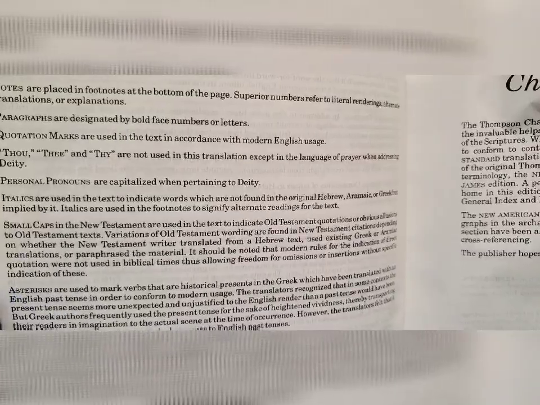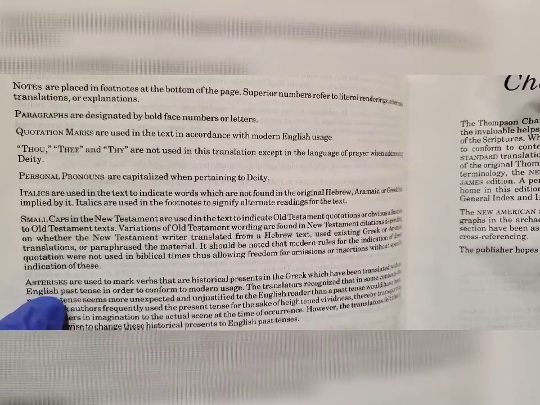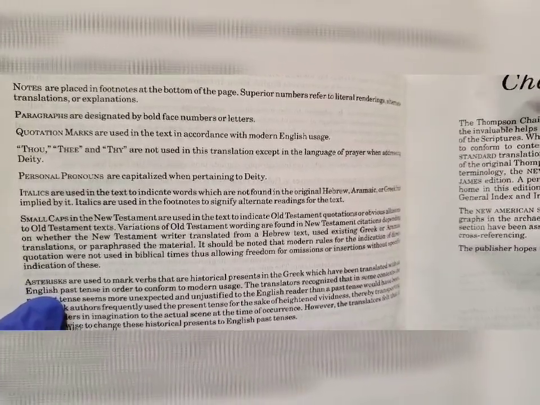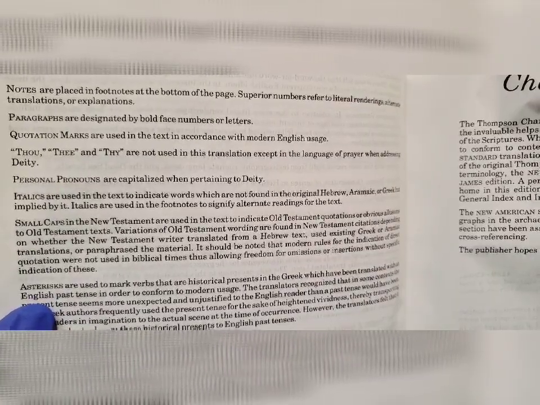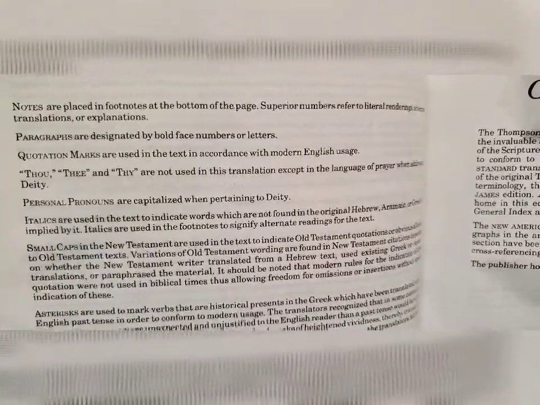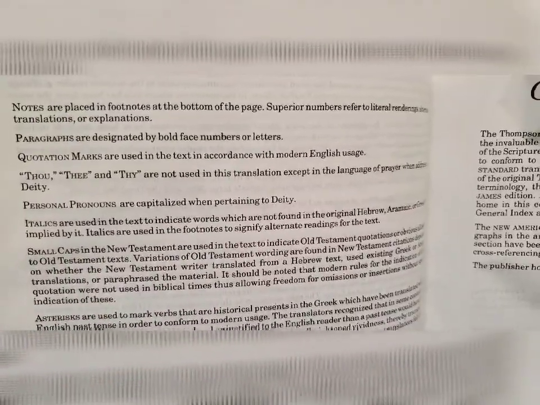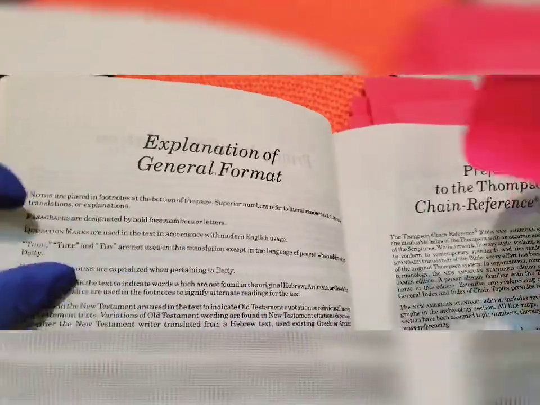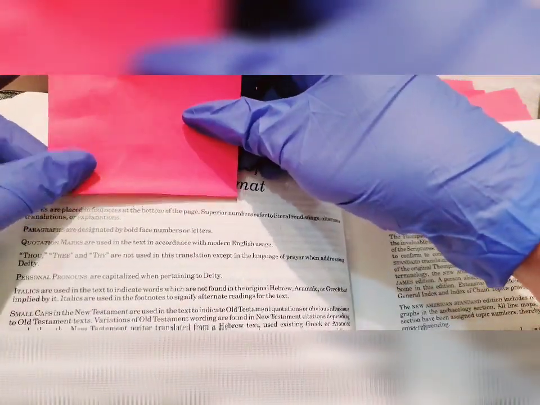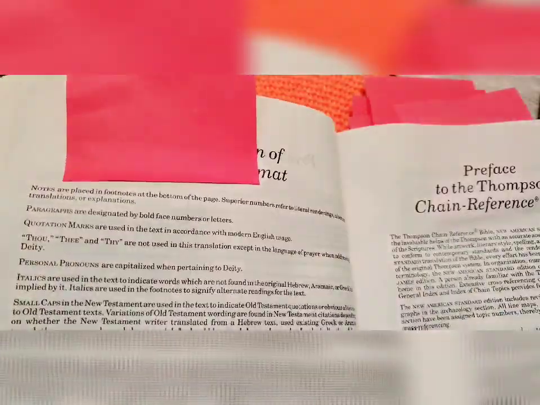Okay? All right. And the asterisks are used to mark the verbs that are historical presents in the Greek, which have been translated with an English past tense in order to conform to modern use. So read this so you can understand later why the text is like that, or why there is an asterisk, or why there are small letters. So at least you know why it's being used in some of the verses.